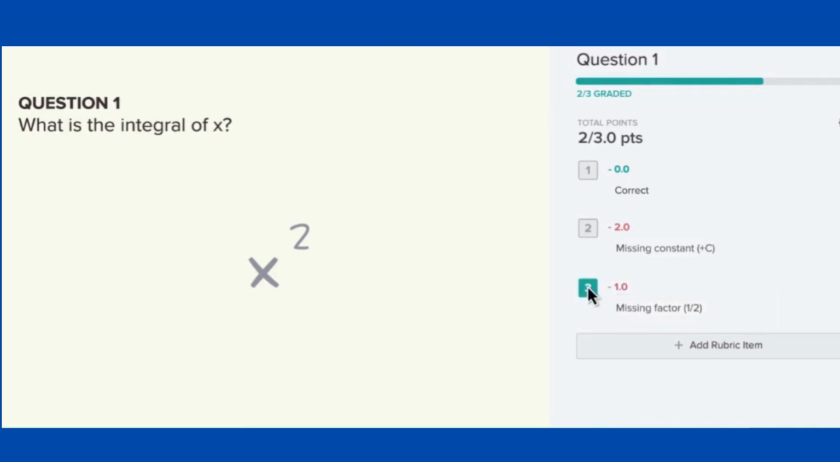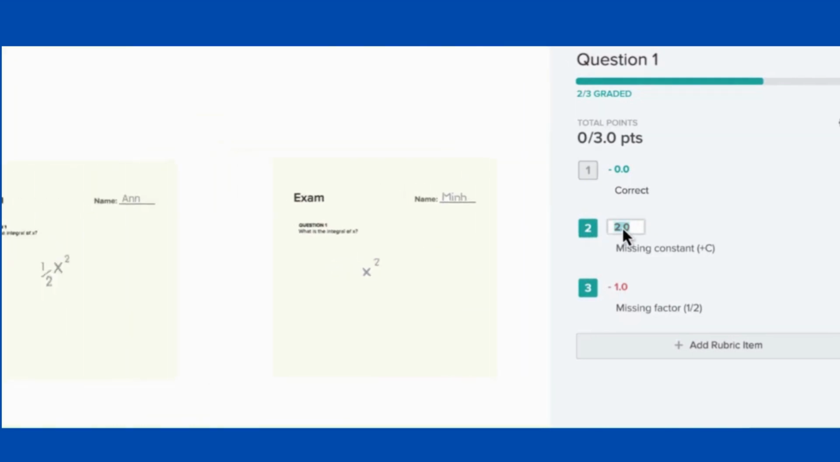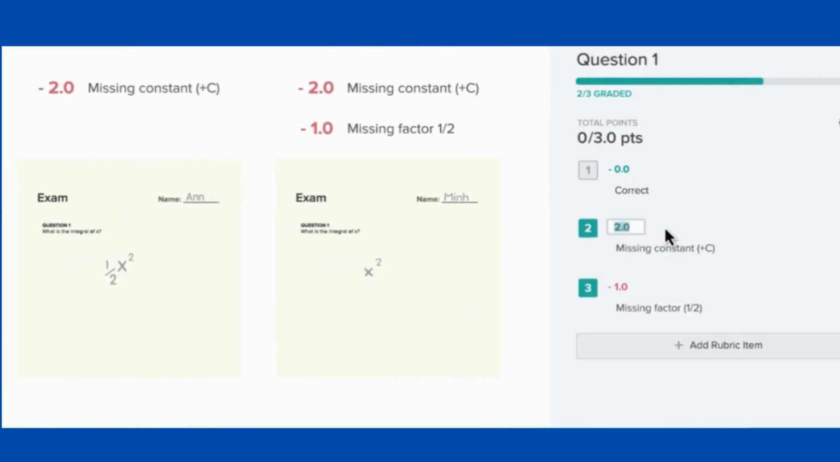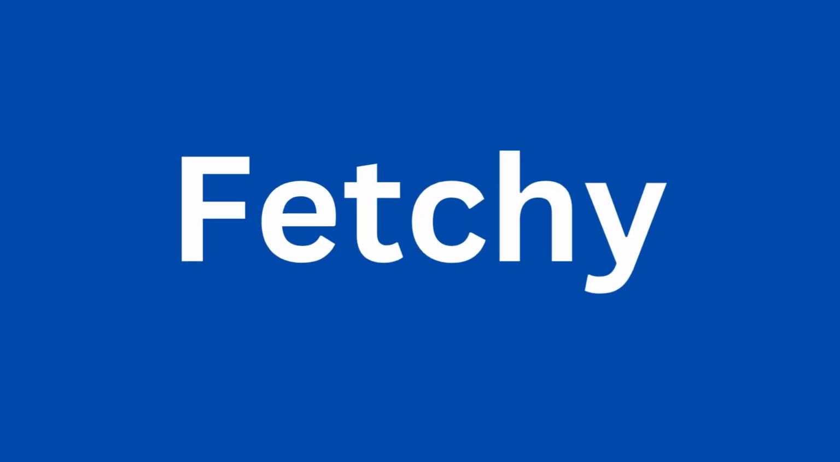Gradescope can be used by the teacher to grade paper-based exams and online homework, as well as to prepare projects all in one place. Its features are student-specific time extensions and AI-assisted grading.